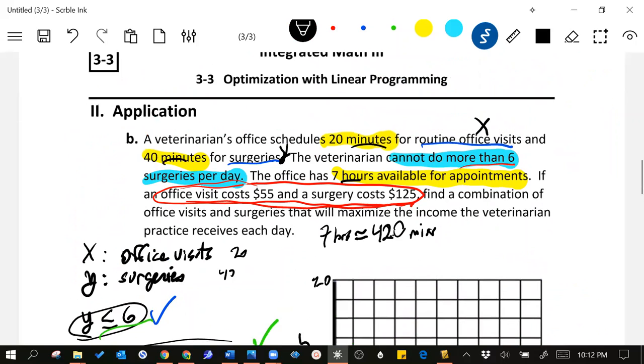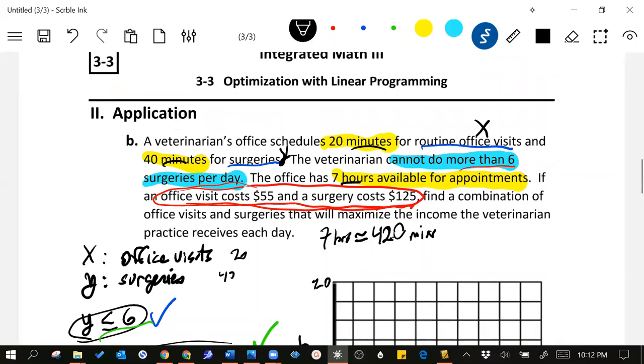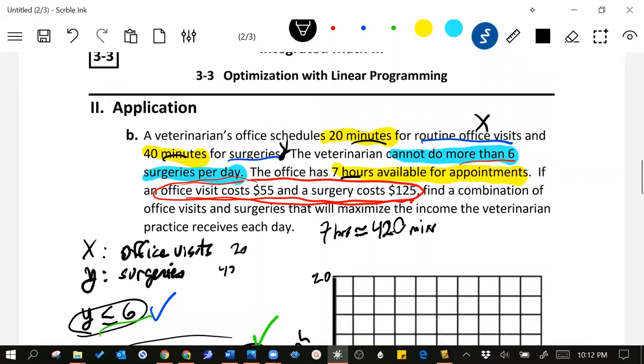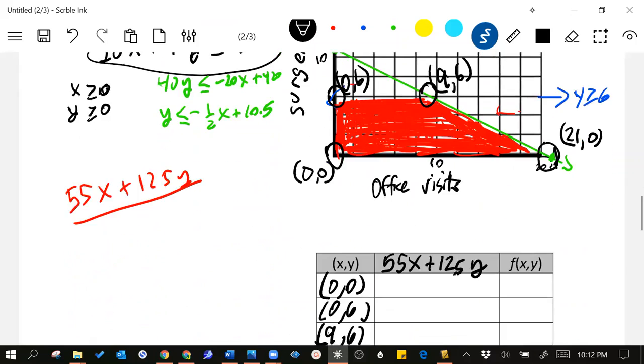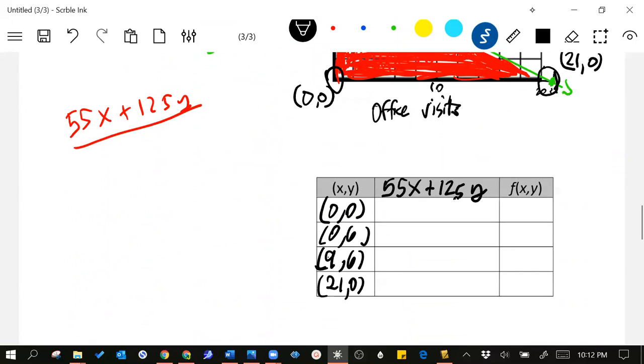Now, is this profit or total income? No, that's just the amount of money to come in. They'll maximize the income. The income is then used to cover some costs, and some of it would be profit. All right, so we just want to know what the total income is going to be. 0, clearly that's 0, goes away. So here we have 55 times 0 is 0, 125 times 6, which is 750.